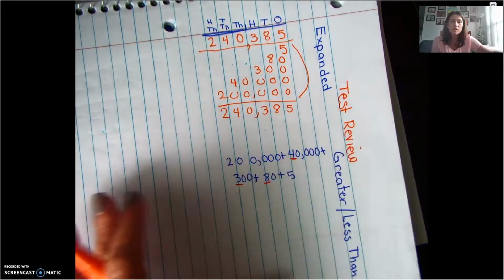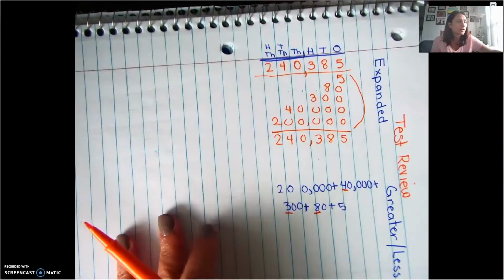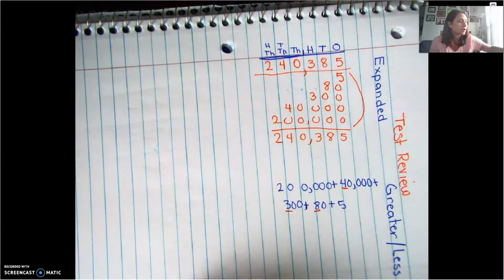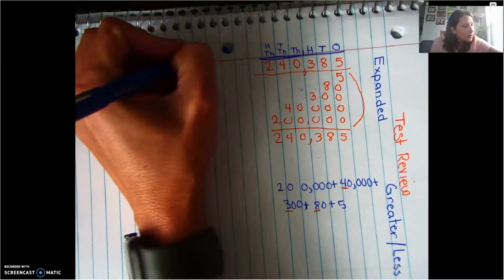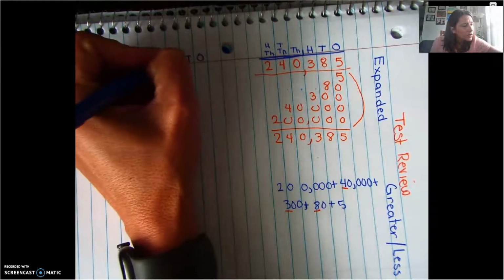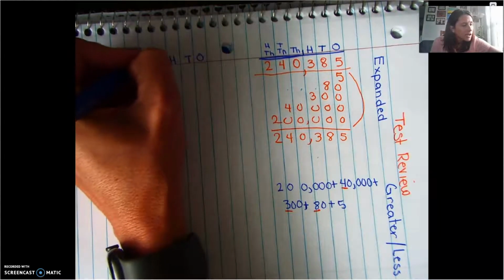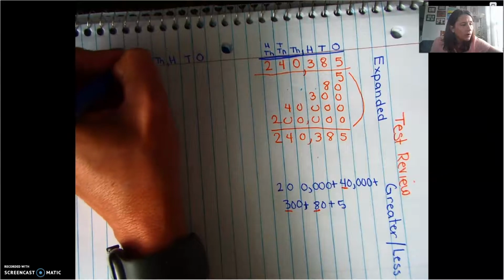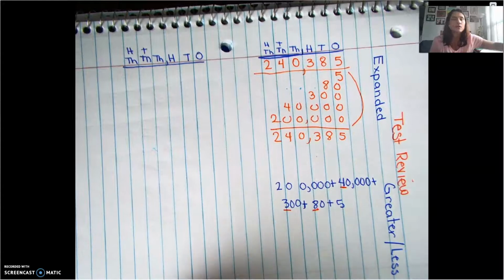All right, so our first number is 240,385. So I'm going to go ahead and draw, because this one got kind of busy, I'm going to go ahead and draw another chart for my other number so I can decide what is greater and what is less. So it's taking what we've learned and we're applying it to different ways now. Now this one is a little bit tricky.